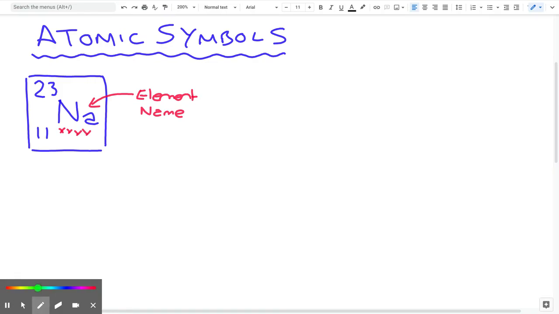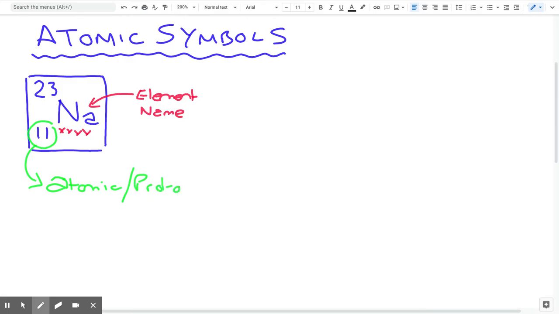And what we can then also see are two other numbers. Now, this bottom number is defined as the atomic number, or you may also see it as the proton number, which is a good clue immediately that within an atom of sodium, it's likely, and it is indeed true, that we have 11 protons, because it's defined as an atom of sodium which has 11 protons within it.